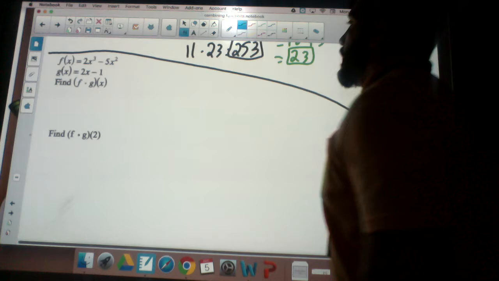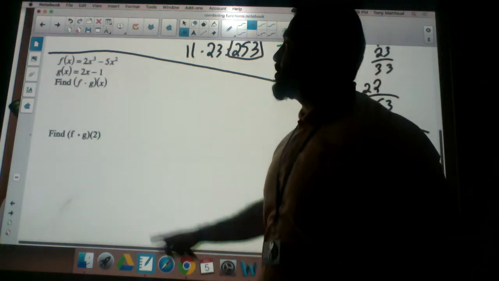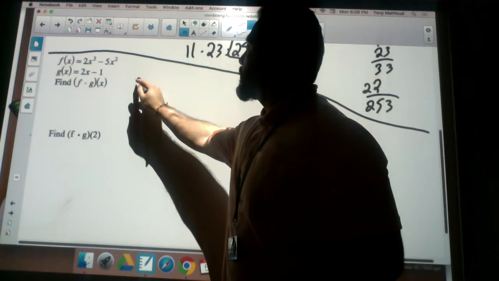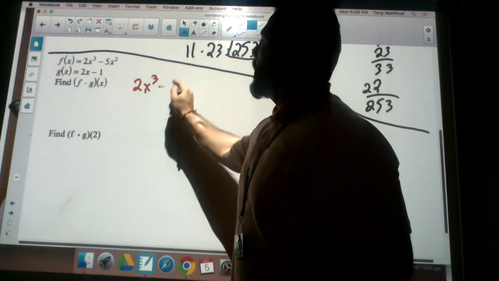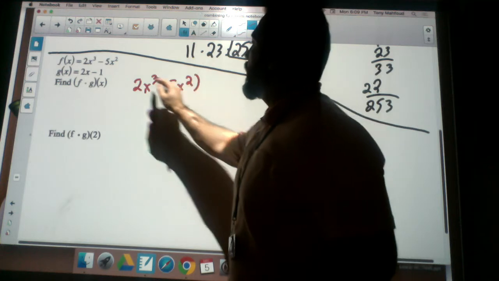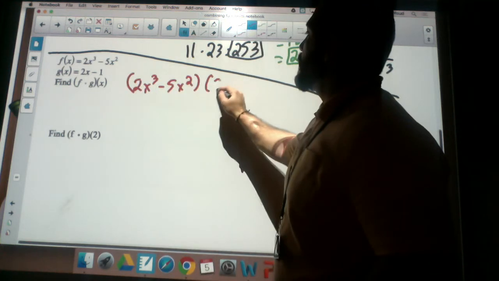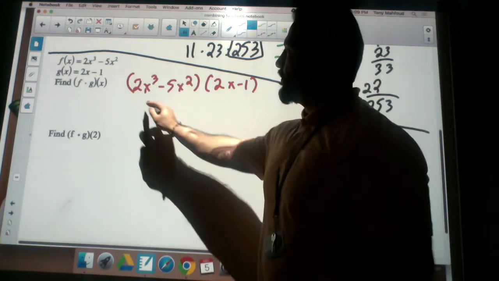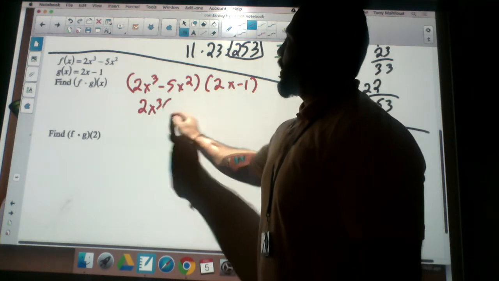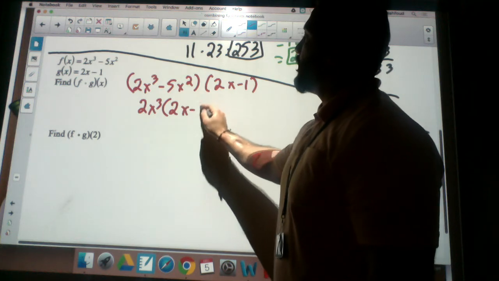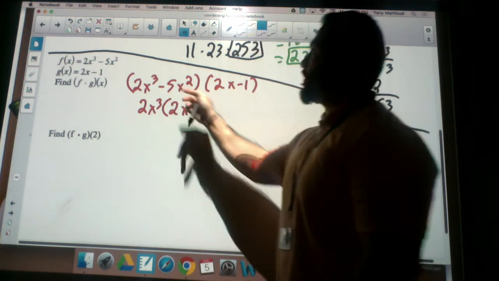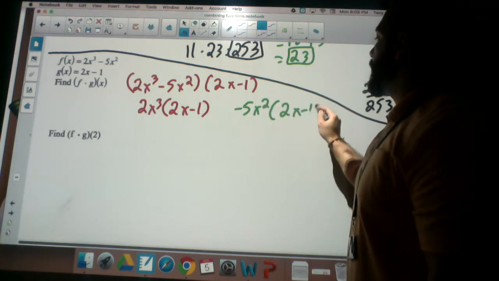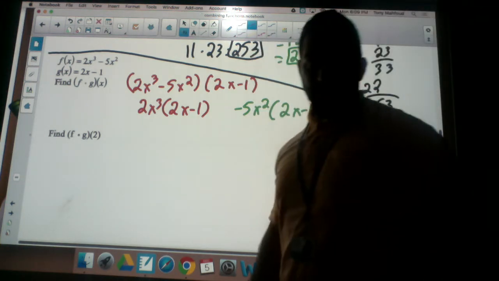Alright. So we again have f of x times g of x. My f of x is 2x cubed minus 5x squared. My g of x is 2x minus 1. So I'm going to take my first term, 2x cubed, and multiply it by 2x minus 1. Then I'm going to take my second term, negative 5x squared, and multiply it by 2x minus 1. Let's go ahead and start the distribution.